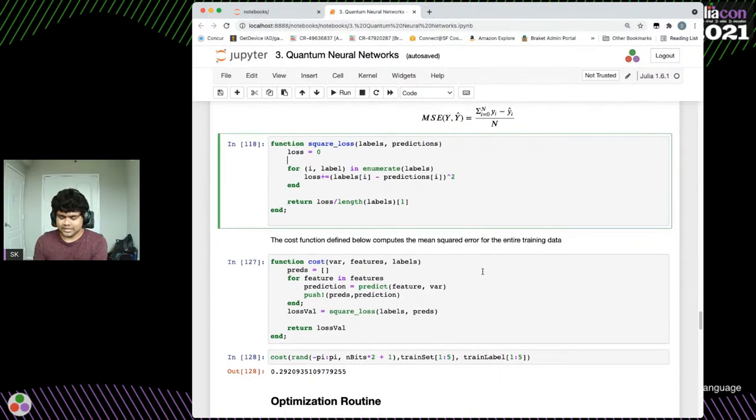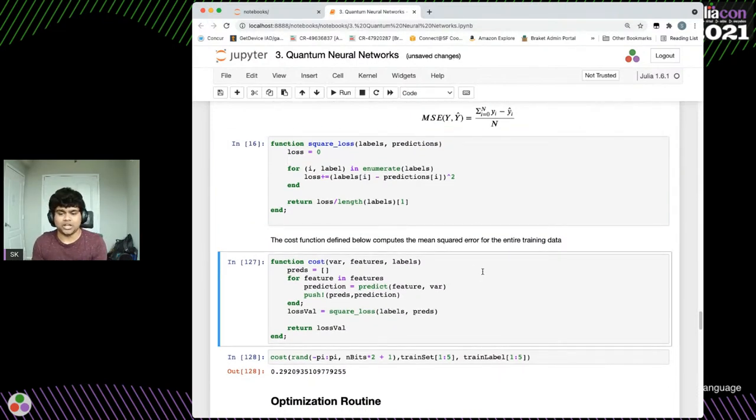And we have another utility function here, which basically takes all of the data points, makes a prediction on all of those data points, and then computes the square loss for the entire training set. And we consider that to be the cost that we optimize, right?